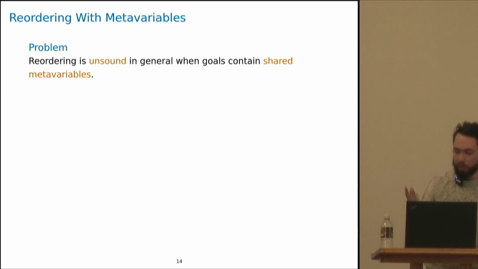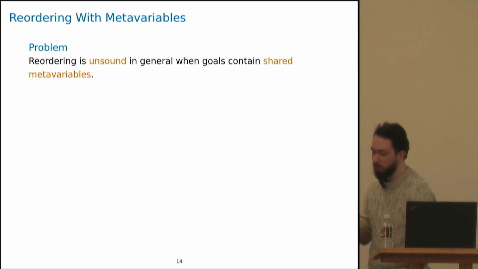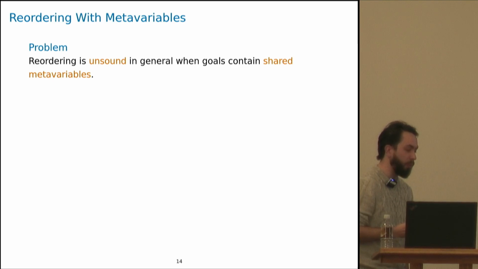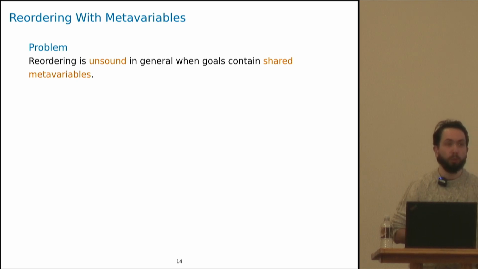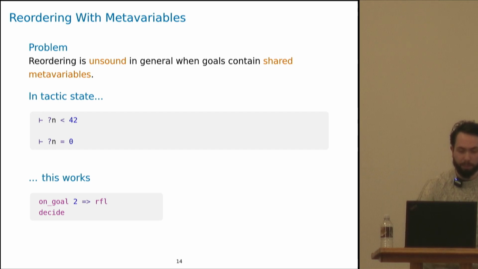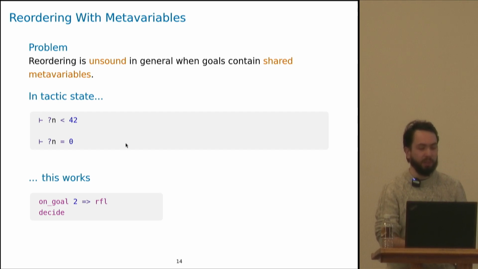Now, this is all good and not very hard, but unfortunately, it becomes difficult when we have goals with meta variables. With the problem being that reordering is actually unsound in general when goals contain shared meta variables. And I'll demonstrate with an example here. So let's say we have this tactic state.